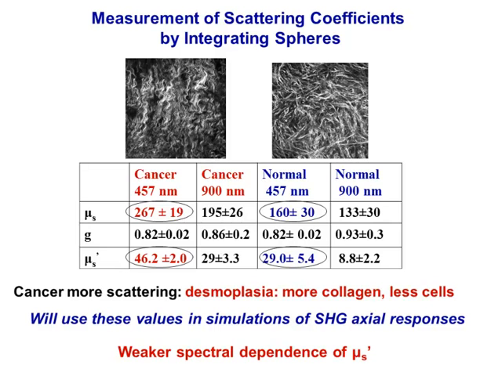So g ranges from 0 to 1. So 0 will be isotropic, 1 is completely anisotropic. So μs prime is the reduced scattering coefficient, which is the product of μs times (1 minus g).